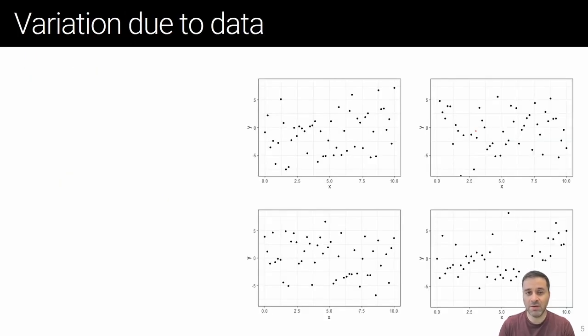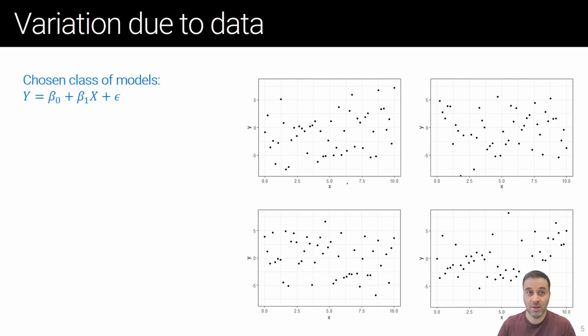So let's see, what is it about the variability in the data? Well, let me show you an example. Here we have 4 different data sets about the same phenomena. And we are basically relating a variable x and a variable y. And these are a certain number of observations in 4 different data sets. So what could we say about this?